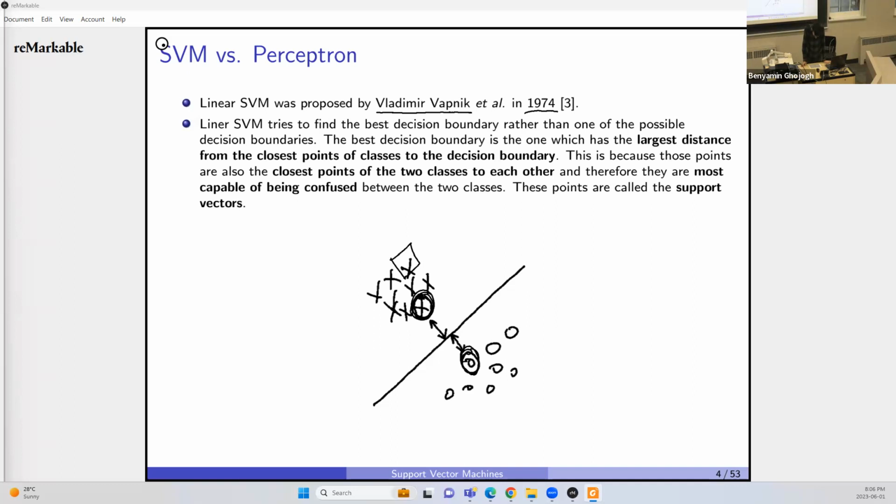Now they said let's optimize the location of the decision boundary by these support vectors, and let the decision boundary be exactly in the middle. To visualize this, assume these are two groups of kids. They want to fight with each other. They come to the street, two groups of kids, and say, let's fight. Which one is stronger? They bring some wall between them.